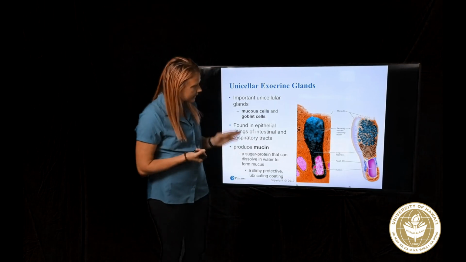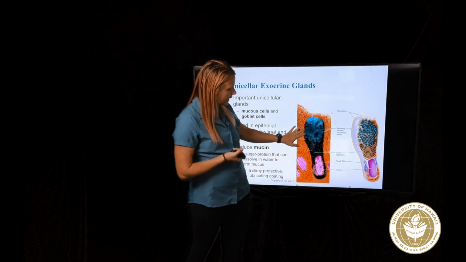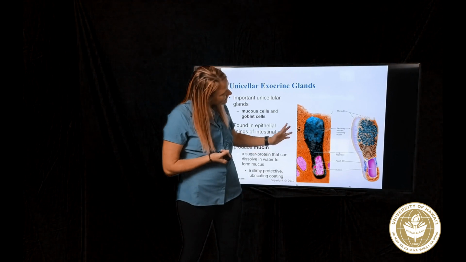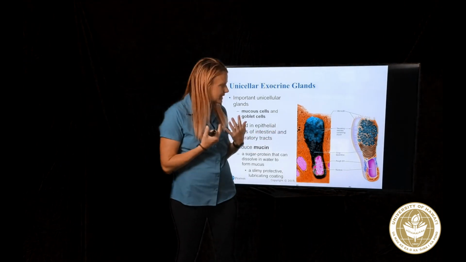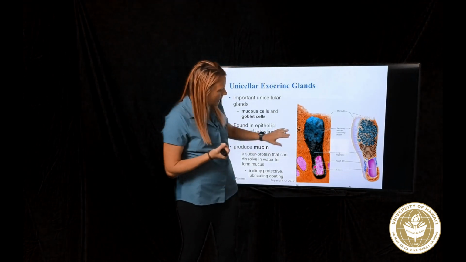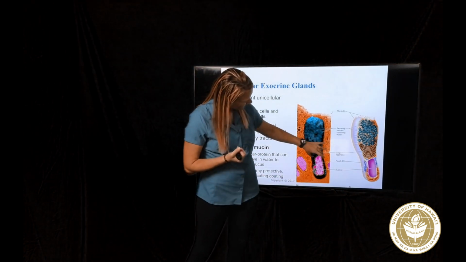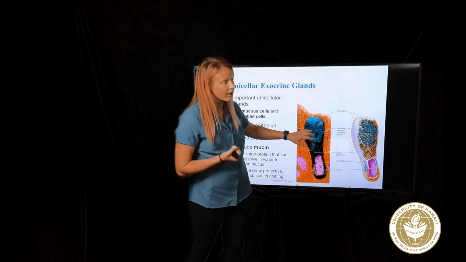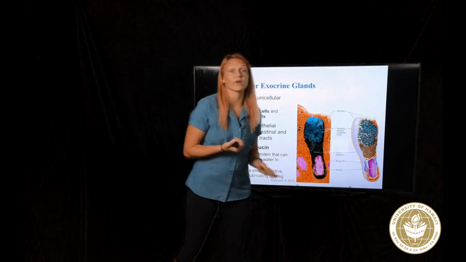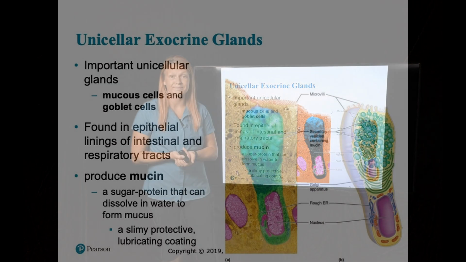So this picture right here, what you're seeing is a goblet cell. And in a way it looks like a footprint to me, but the book talks about how it looks like a glass with a long stem, so kind of like a goblet, right? So that's how they got their name, goblet cells.